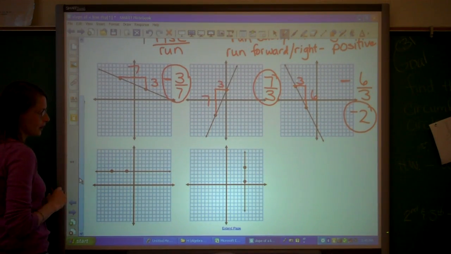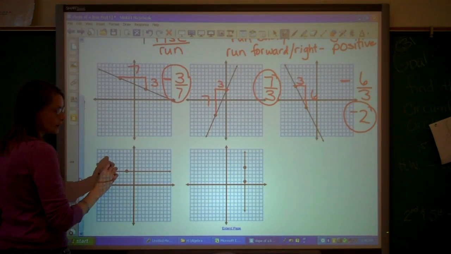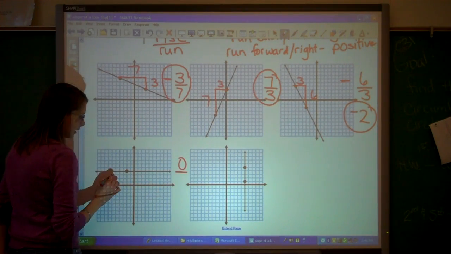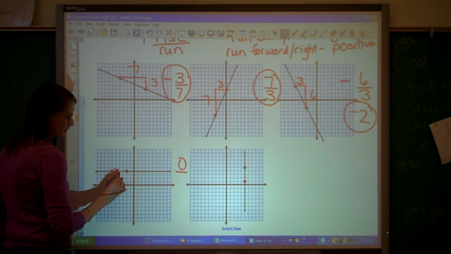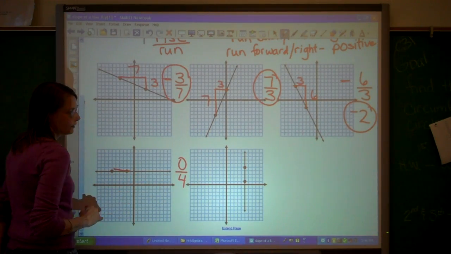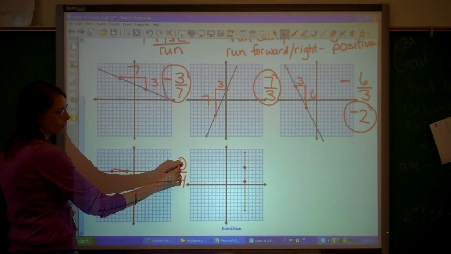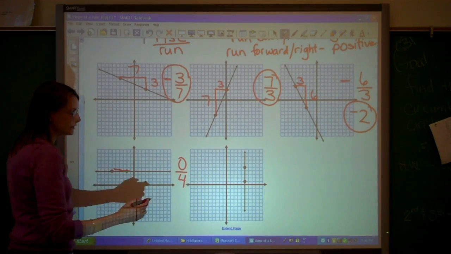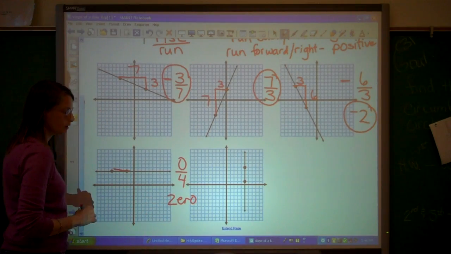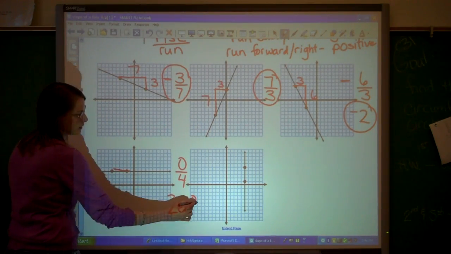For this fourth line, I can't rise at all. So I'm going to have to put a 0 for my rise, and my run is 1, 2, 3, 4. Now if I have 0 out of 4, that means I simply have 0. So this slope is called a 0 slope.